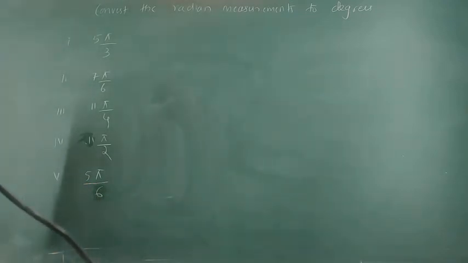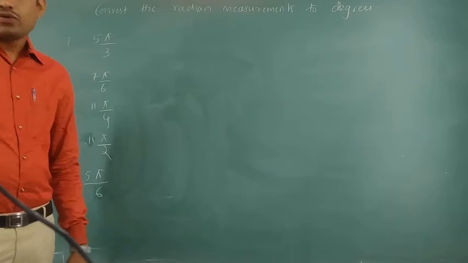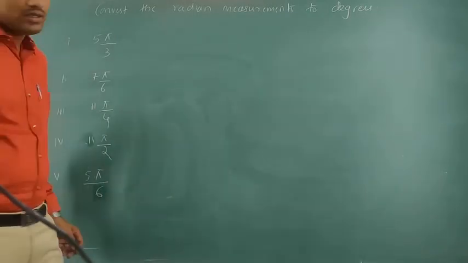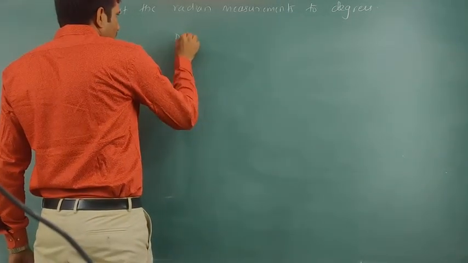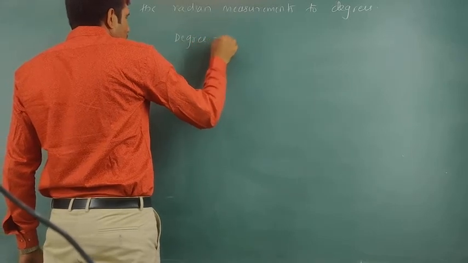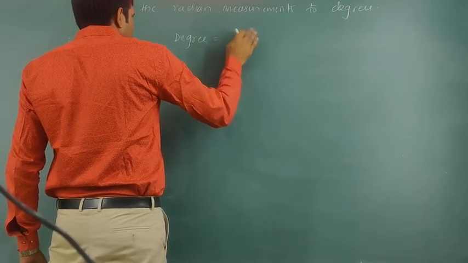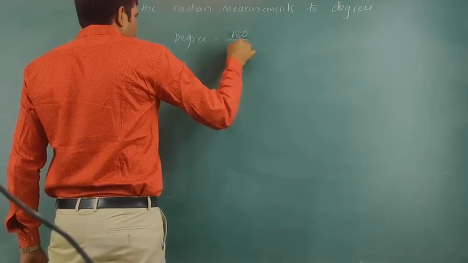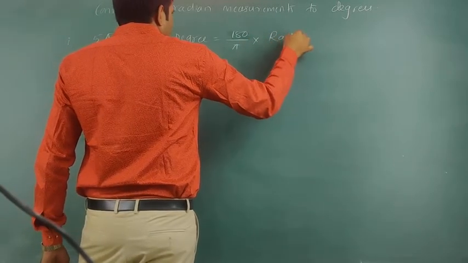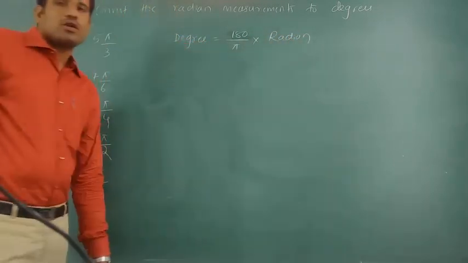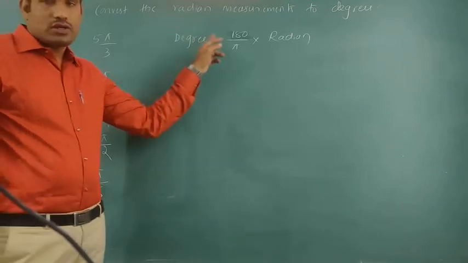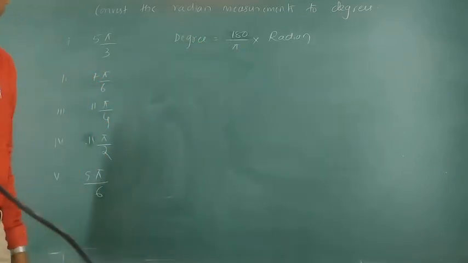So these angles are in radians. We have to convert in terms of degrees, right? So already we know the formula here. Degree is equal to 180 divided by pi into radian measure. So this formula we already know to convert from radian to degree. Degree is equal to 180 by pi into radian.